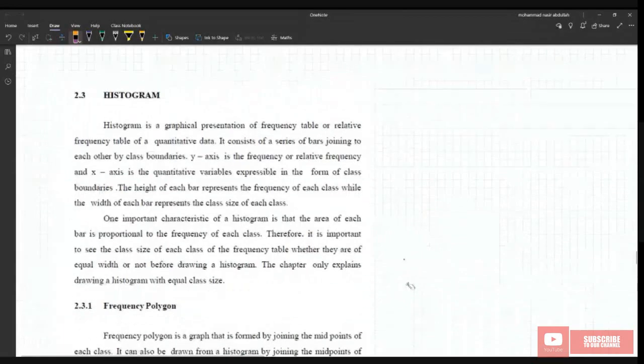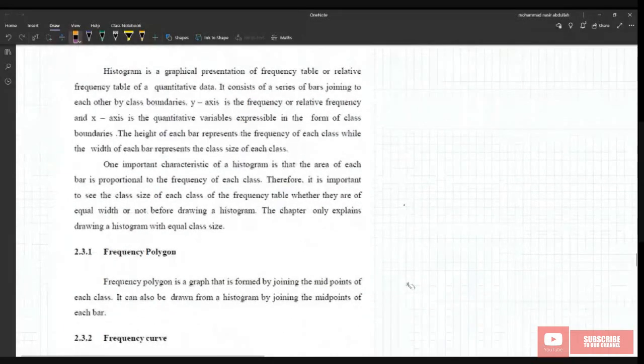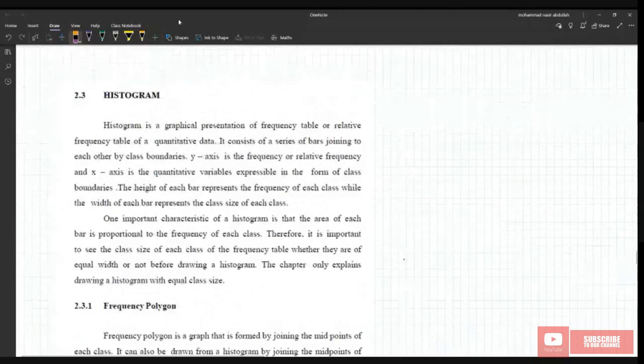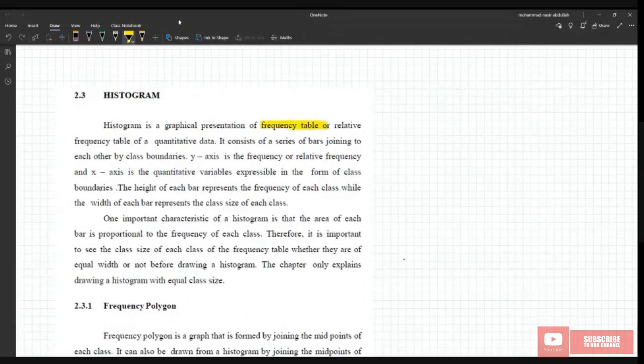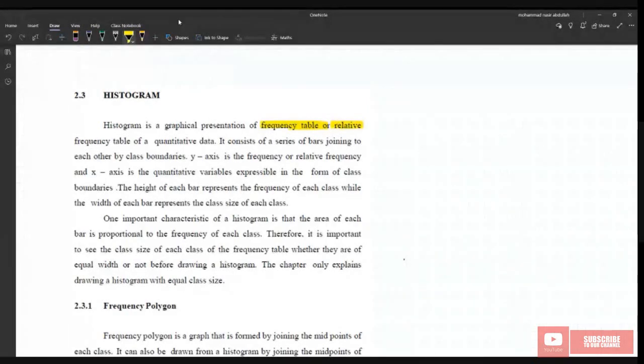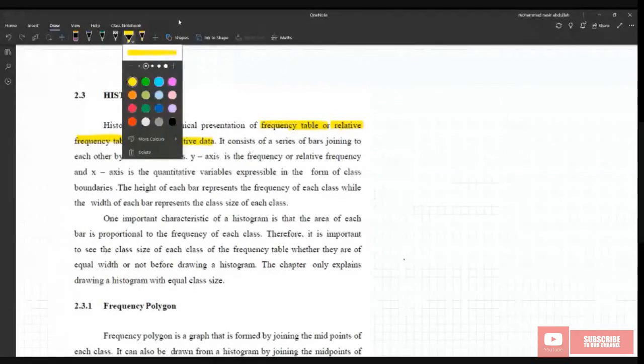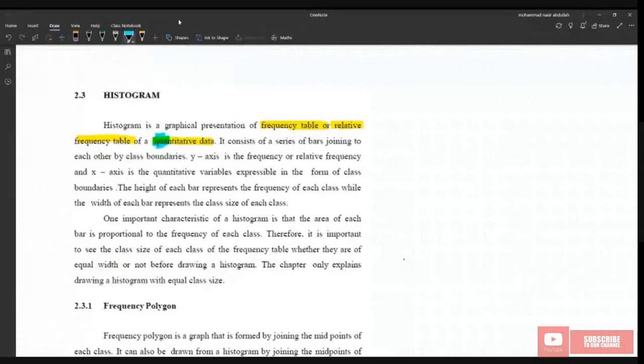Right. So histogram is a graphical presentation of a frequency table or relative frequency table. It's a presentation of frequency table, relative frequency table of quantitative data. So this is the most important key that you need to understand. So histogram is meant for quantitative data. So it consists of a series of bars joining each other by class boundary.